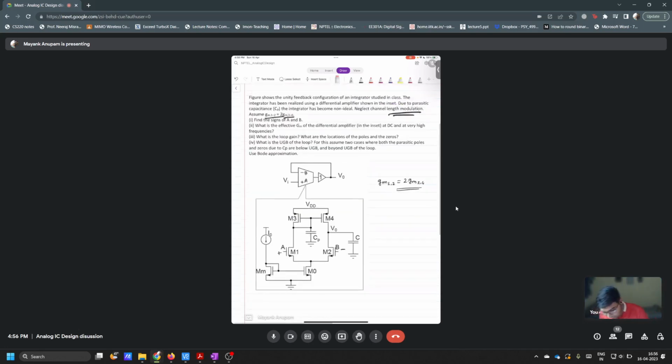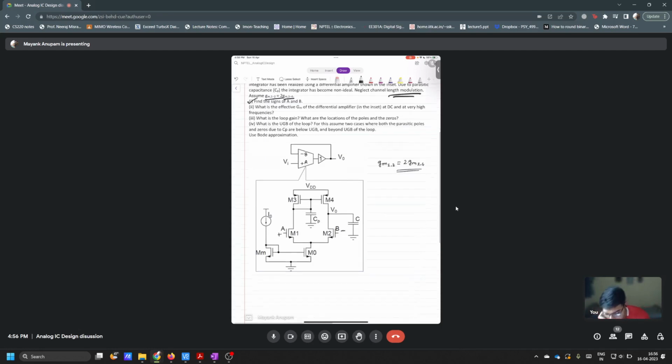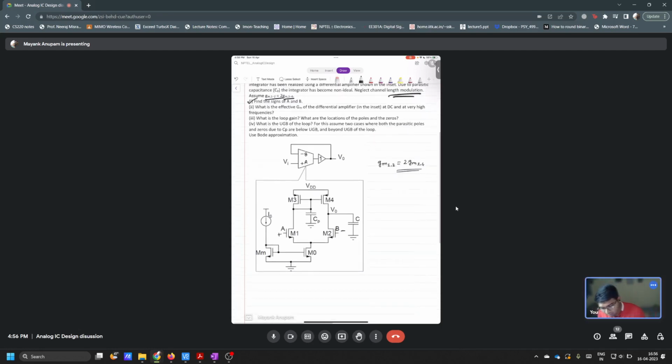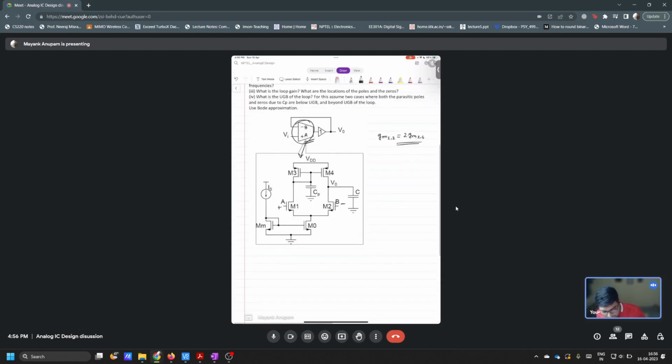Fine. So that's easy, it's covered many times. Now what is the effective GM of the differential amplifier at DC and at very high frequencies? What is the effective GM of this transconductor, the transconductor that is shown in the inset here? GM means some output current divided by some input voltage, correct?